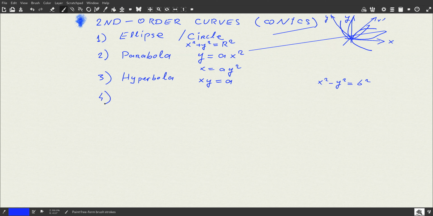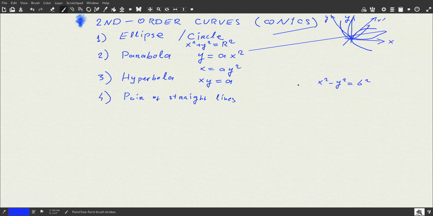There is an interesting degenerate case, which we'll see shortly. That is a pair of straight lines, really two straight lines, rather than one. A single straight line is a first order curve, but a pair of straight lines is a second order one. How could it be?